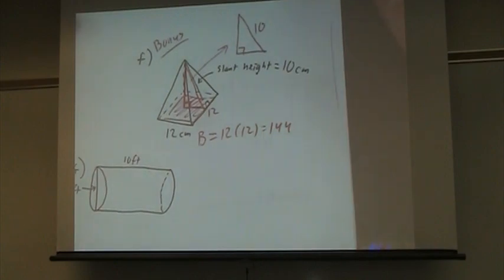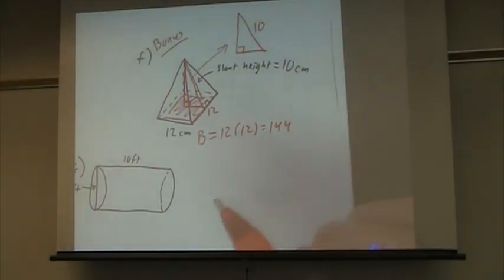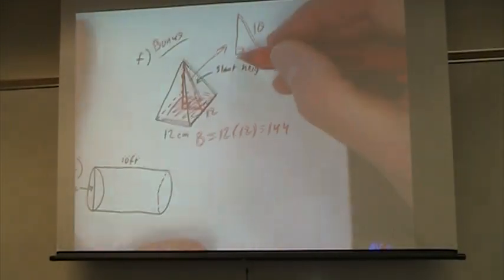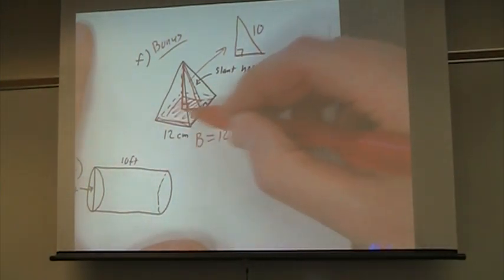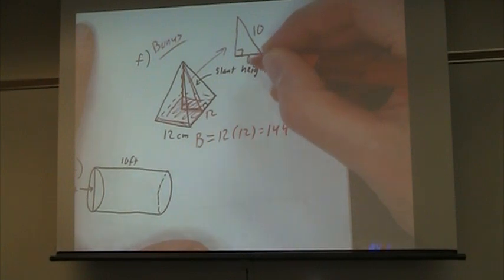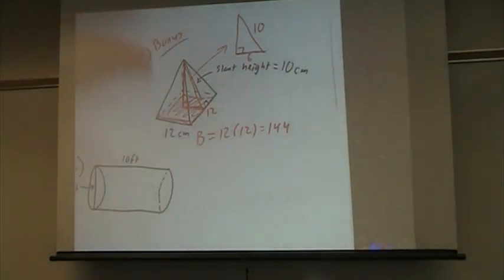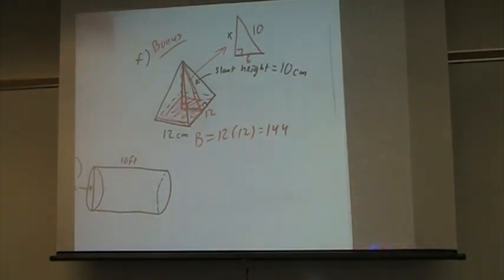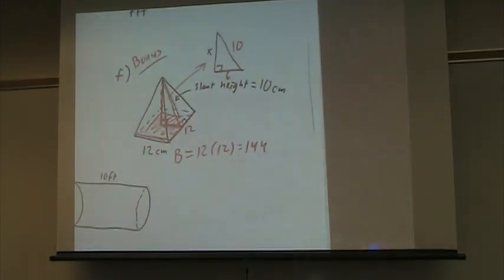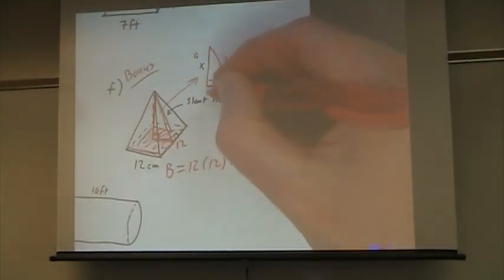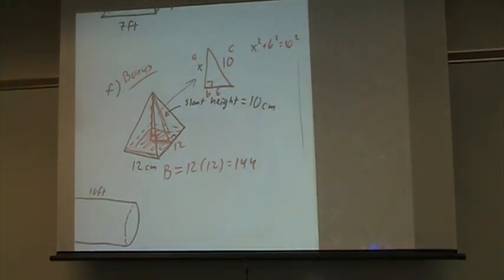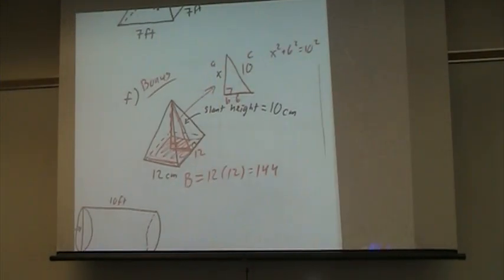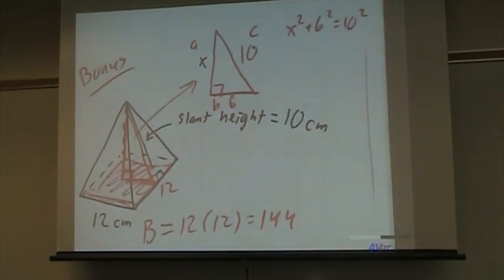Do I know any other information? Well, I don't know the height, but I do know this bottom part. The whole thing is 12, so half of this would be 6. And look at that. We can use our old friend, Pythagorean theorem, to figure out the height. A squared plus B squared equals C squared. So x squared plus 6 squared equals 10 squared. You guys know the drill. This is the theorem you all know and love.